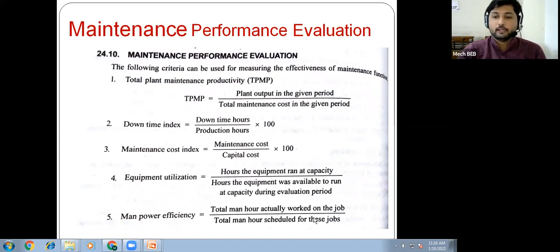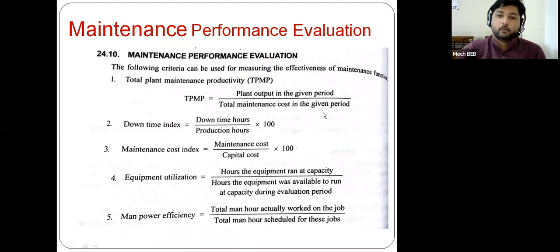Okay, so actually how much work the manpower has done and how much was scheduled, that will showcase the manpower efficiency. Let us consider you have assigned 10 hours of manpower to perform a particular task, and the worker consumed 11 hours on that job to complete it. So it will be 11 divided by 10. That will be considered as manpower efficiency. Getting everyone?